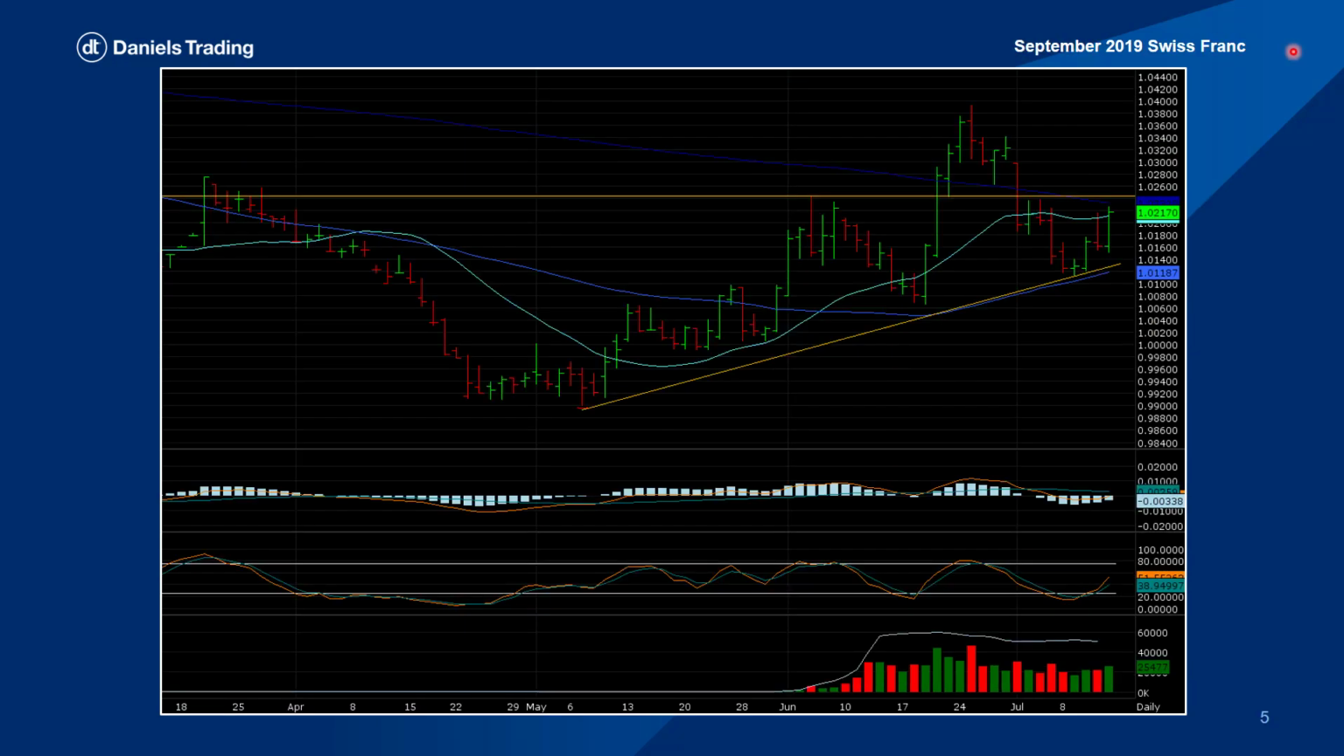Okay, the next chart I want to look at is the September 2019 Swiss franc. So staying with the currency future contracts, also looking to go long the Swiss franc. You can see there's a lower trend line here that acted as support with one, almost two, three touches. There was also a 50-day moving average that ran across that trend line. Right now you see the market closed above a 20-day moving average, but just below the 200-day moving average. A crossover of these two moving averages is very bullish.